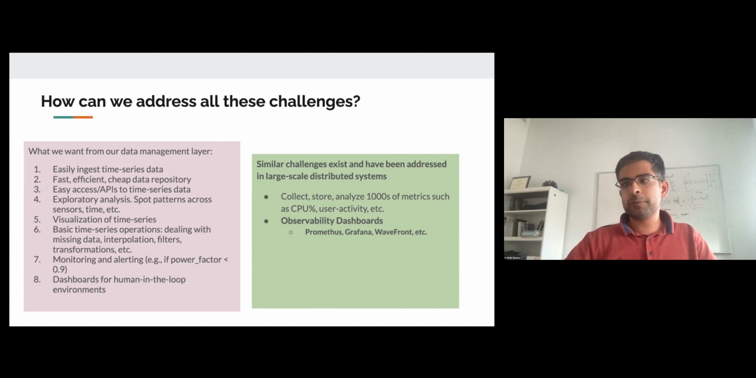Recently we have seen a big increase in interest in what are called observability dashboards, which are software systems that take in a lot of the time series data produced by software and hardware systems, store them, and address all the challenges on the left. Okay. These dashboards are very popular these days. You may have heard of these. Prometheus is a good example. Grafana is another open source alternative to it. And there are a huge number of proprietary ones as well, like Wavefront.